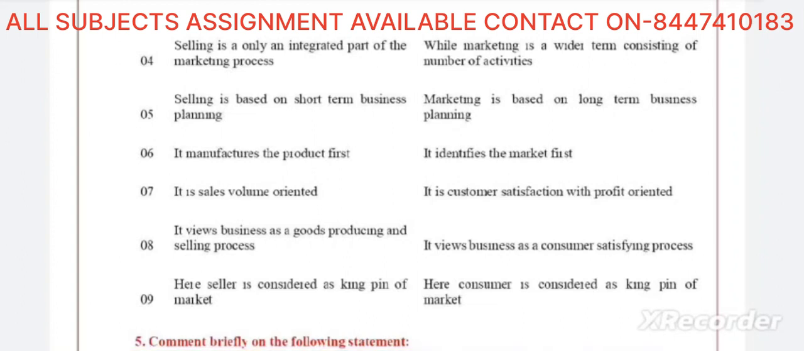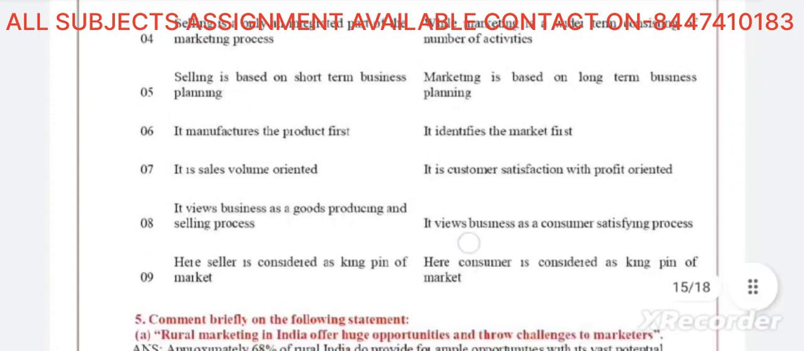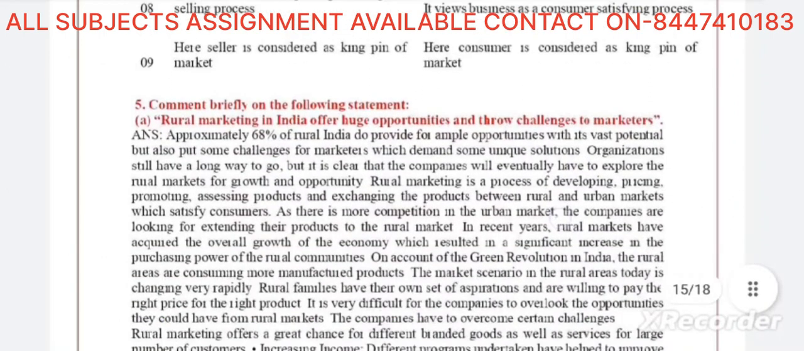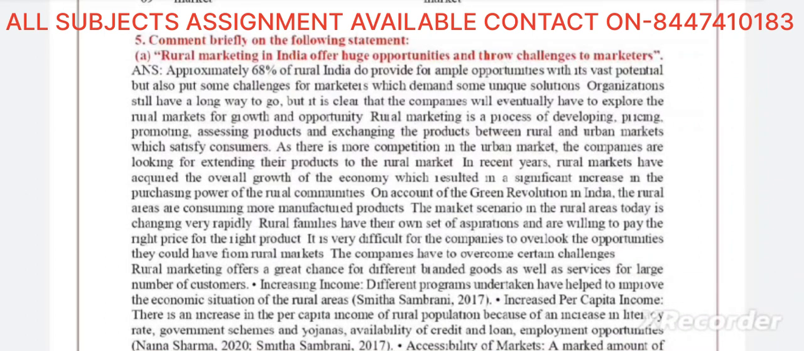It views business as a goods producing and selling process, it views business as a consumer satisfying process. Here the seller is considered as kingpin of market. Here the consumer is considered as kingpin of market. Comment briefly on the following statement. Rural marketing in India offers huge opportunities and throws challenges to marketers.